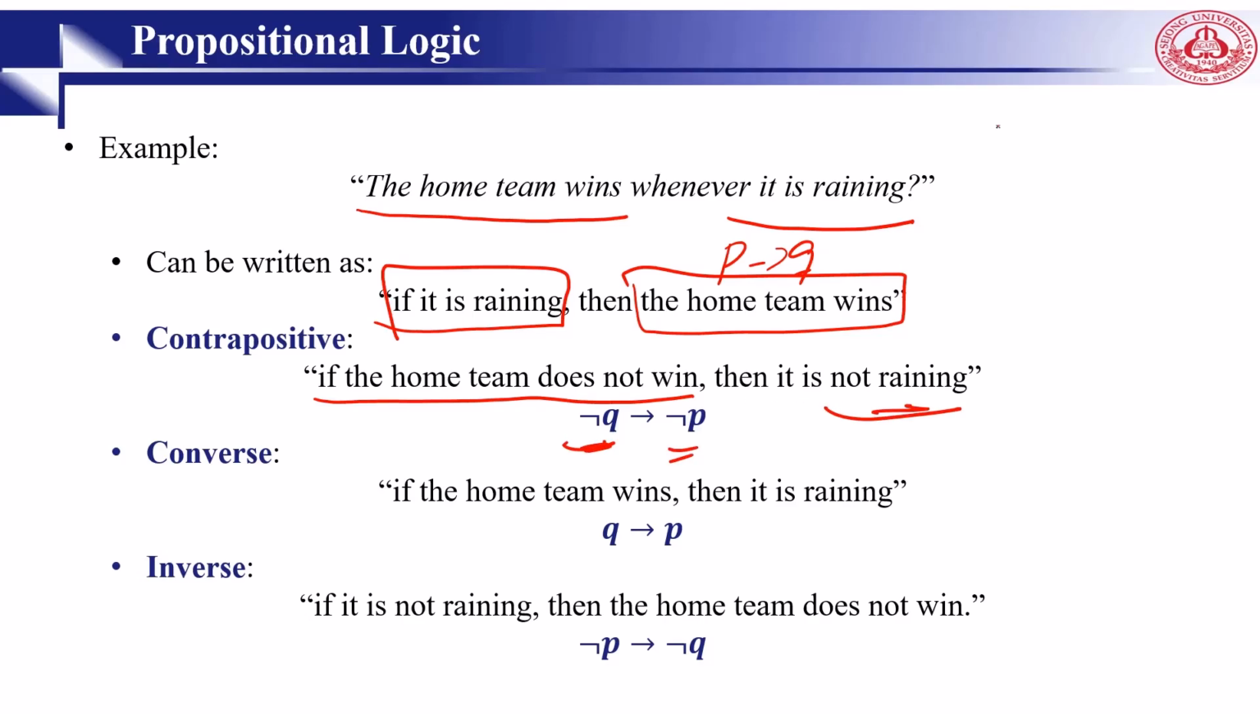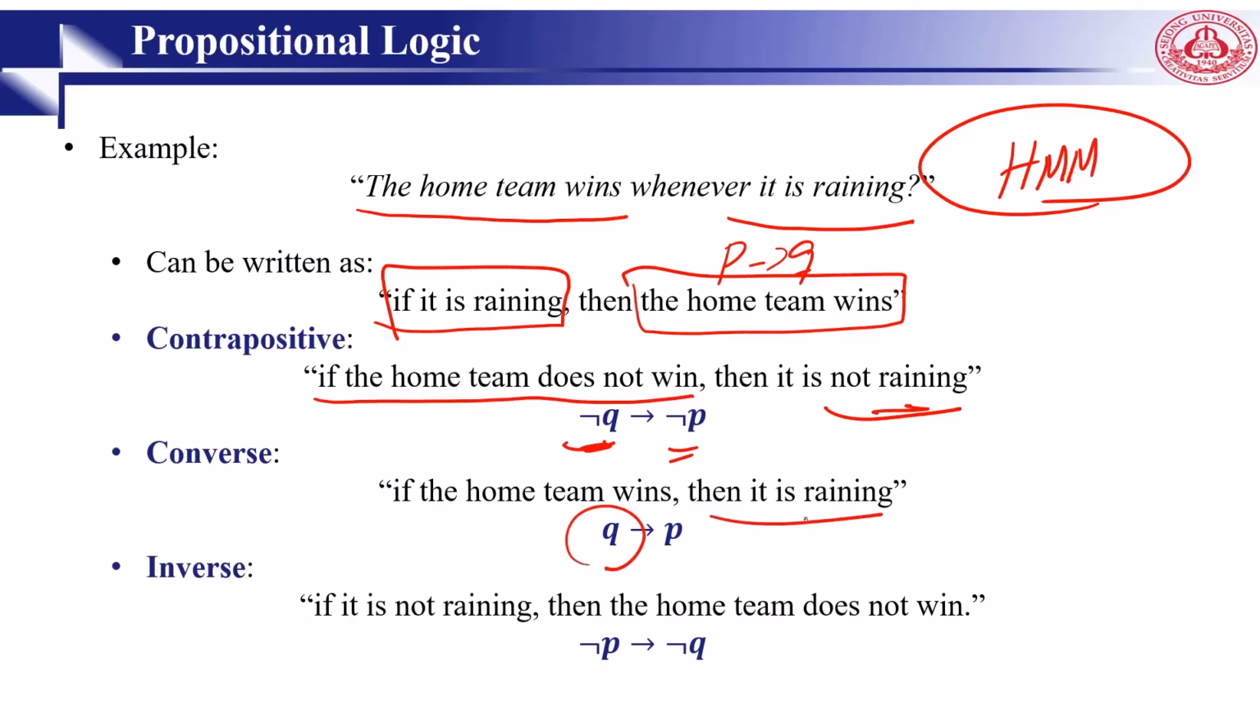So later in HMM, hidden Markov model, we use that kind of rules. These rules seem to be easy, but they are used in many applications. The converse is: if the home team wins, the opposite, then it's raining. The inverse is: if it's not raining, negation, then the home team does not win, negation of Q.